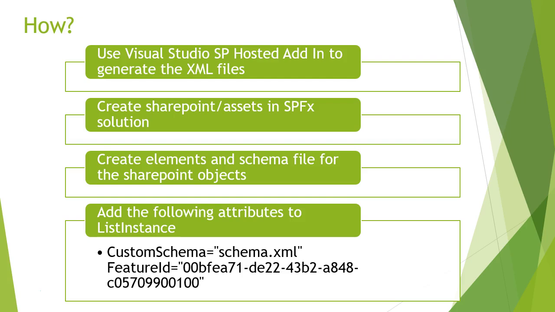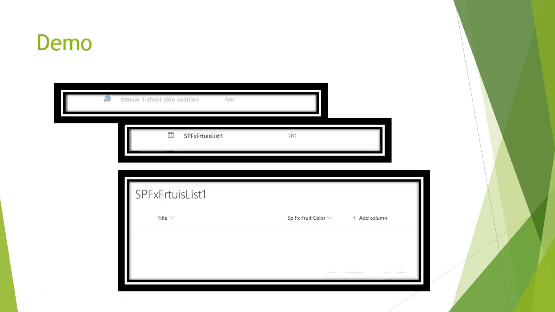elements.xml needed. Then you create the SharePoint Framework solution, and we create a new folder, SharePoint assets, from the root. In that we will add the elements and schema.xml. We'll be moving most of the code from the Visual Studio elements to this particular SharePoint Framework solution. And only one small change: we will add a custom schema and the feature ID for the list in the elements file. So once that is done, our list can be easily provisioned using SharePoint Framework.